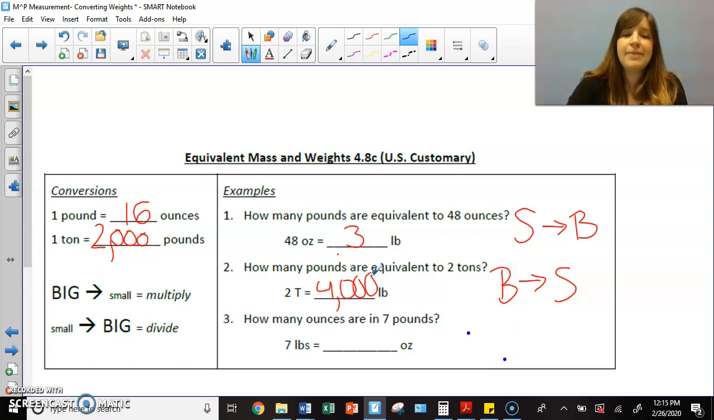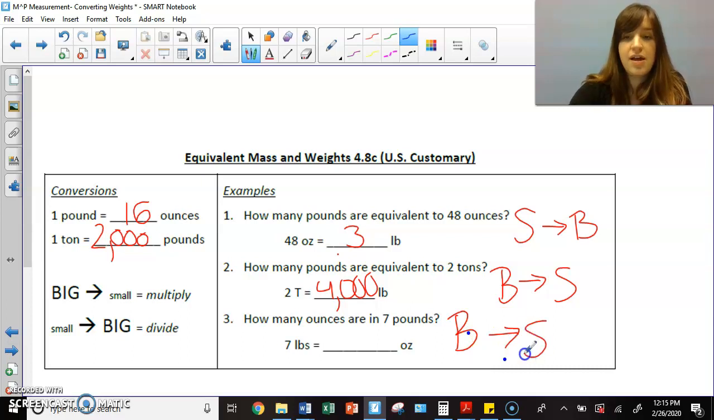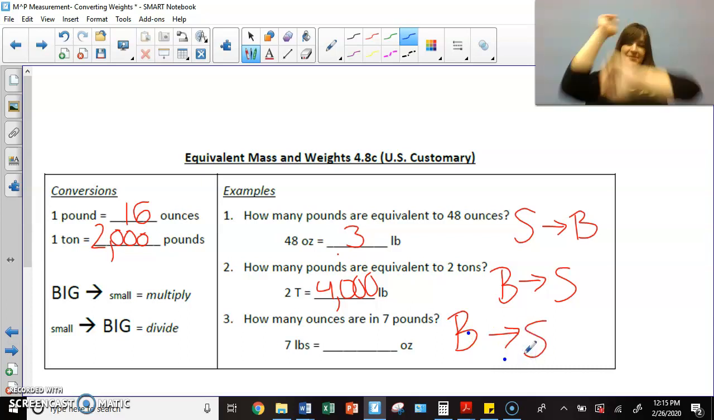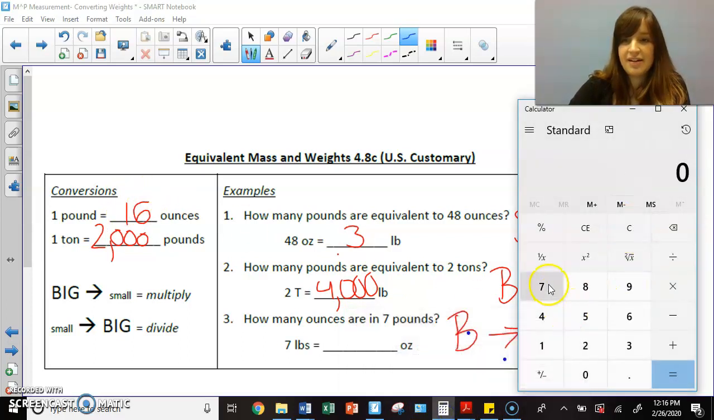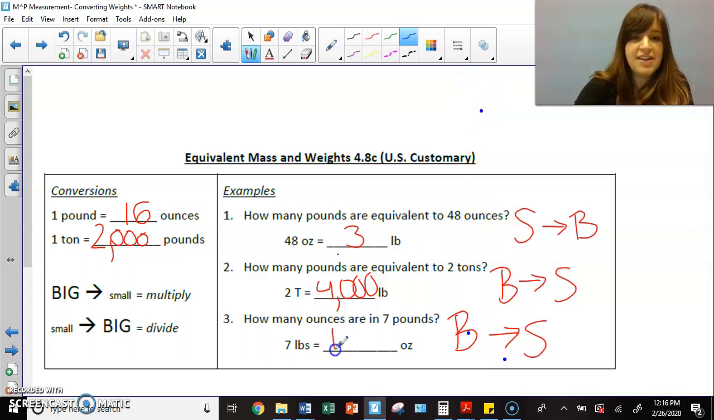Number 3 says, how many ounces are in 7 pounds? So I know pounds, I don't know the ounces. Pounds are bigger than ounces, so I'm going from big to small. That means I'm going to multiply. So I'm going to multiply 7 times 16, and that will give me 112, which means that 7 pounds is equal to 112 ounces.